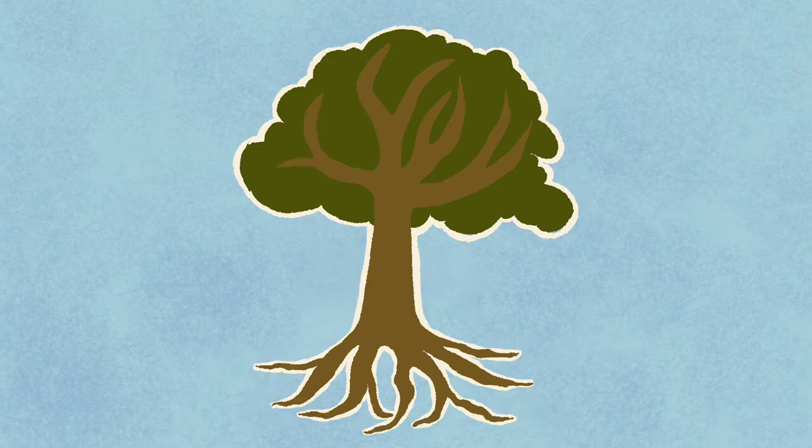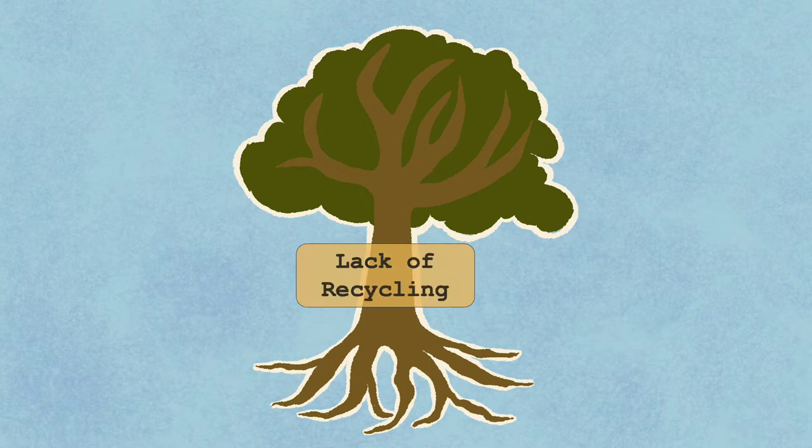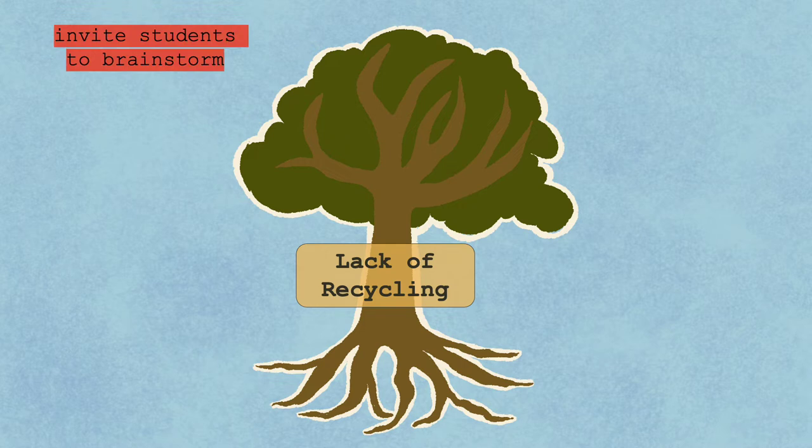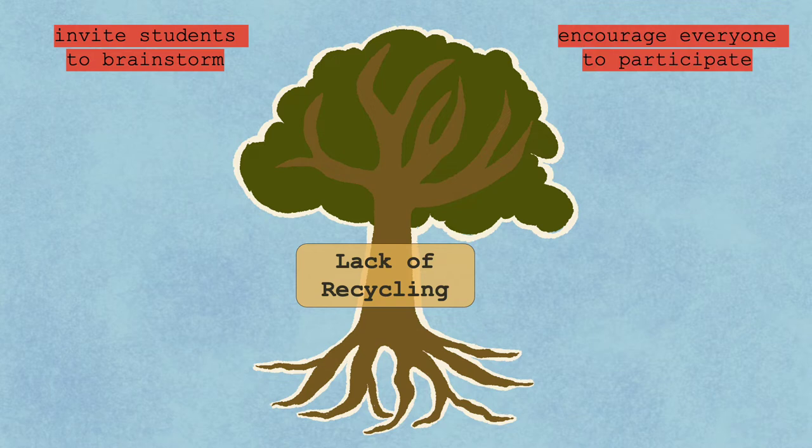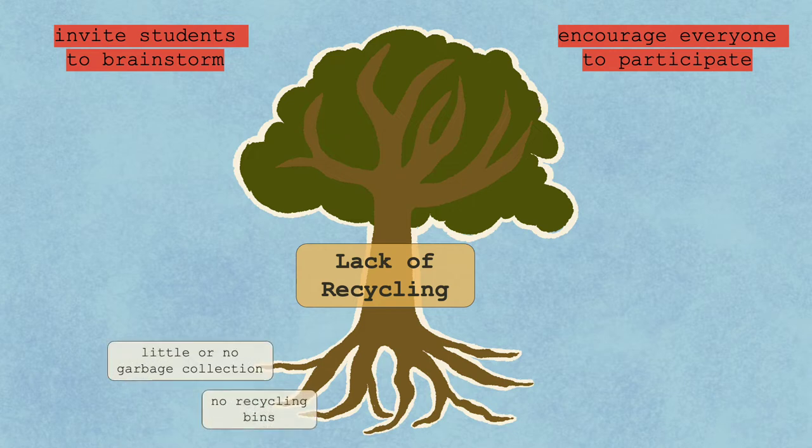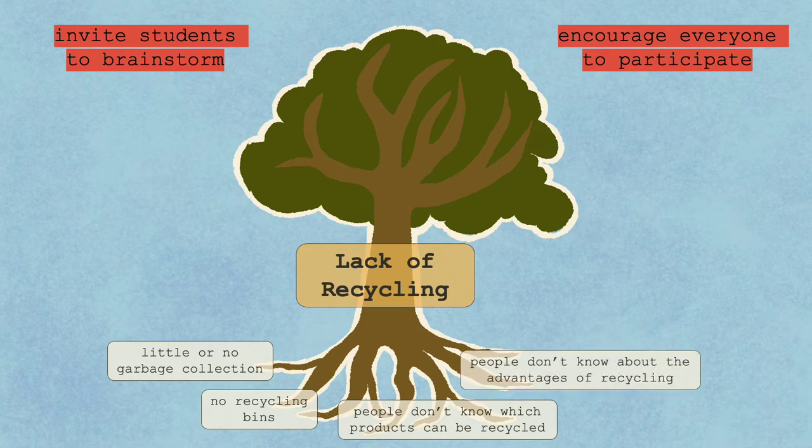Let's imagine that in your community, your students identify plastic litter as an issue and decide that the lack of recycling is a problem they want to solve. Invite students to brainstorm why there might be a lack of recycling. Encourage everyone to participate and capture each idea as a root of the tree. For example, little or no garbage collection, no recycling bins, people don't know which products can be recycled, people don't know about the advantages of recycling, and people are too lazy.